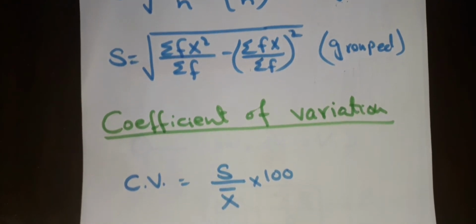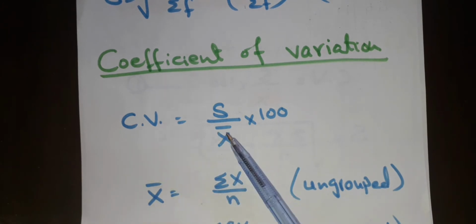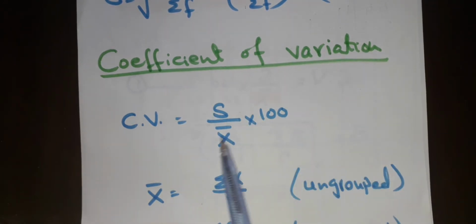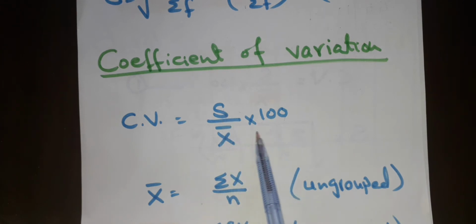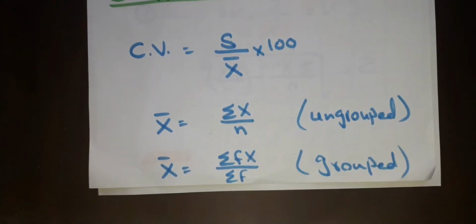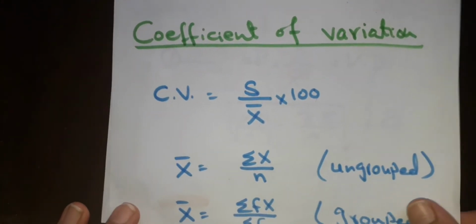Now coefficient of variation is the most important topic. It is denoted by CV. And what is the formula of coefficient of variation? The formula of coefficient of variation is S over x bar multiplied by 100. What is S? S stands for standard deviation. I already explained these formulas. And what is x bar? X bar is the arithmetic mean. S, standard deviation, over mean multiplied by 100. And this is the coefficient of variation formula that is most important. And these are the arithmetic mean formulas for ungrouped and grouped.